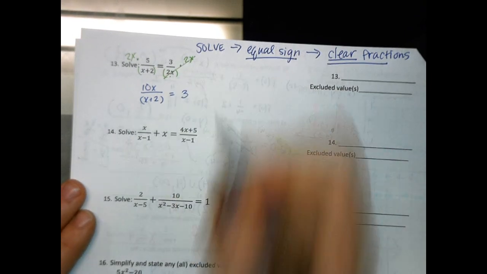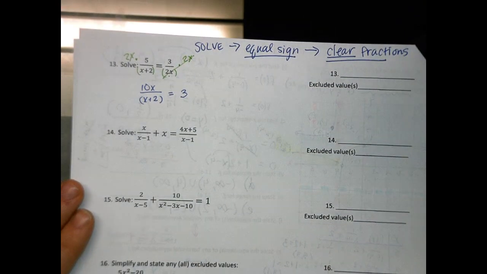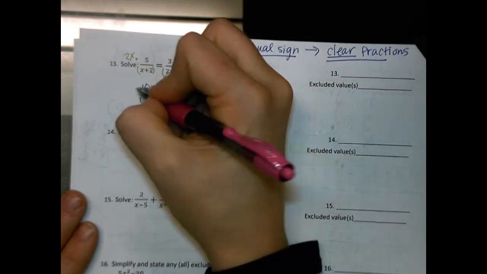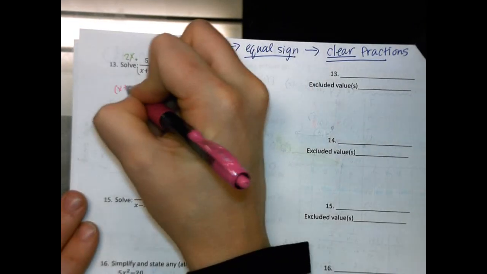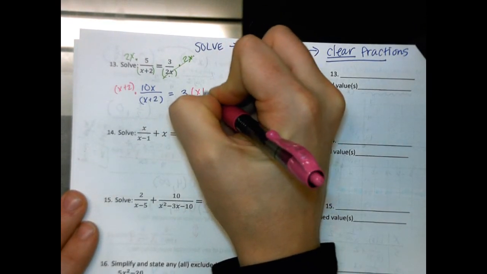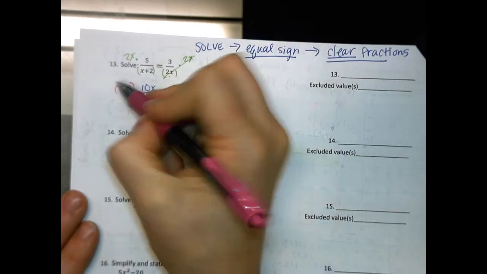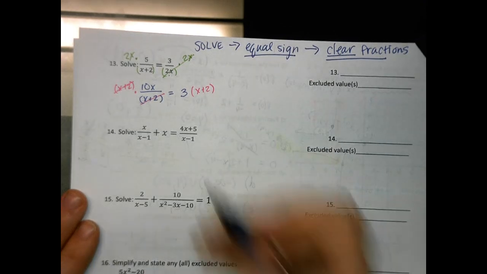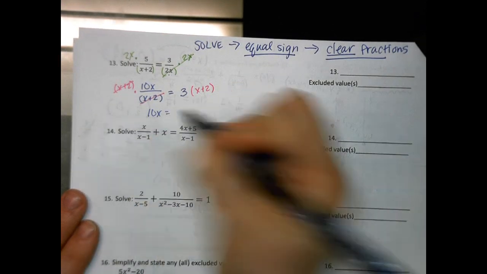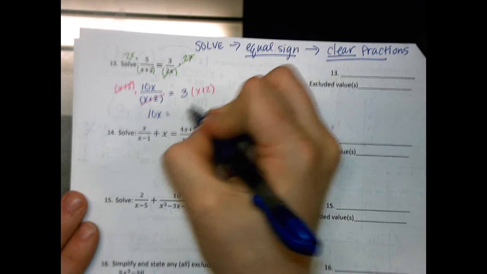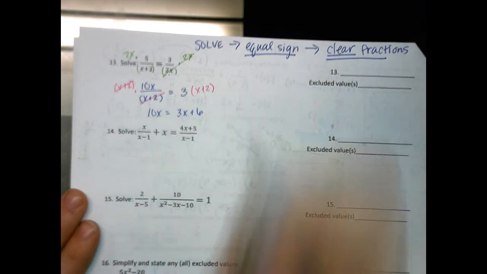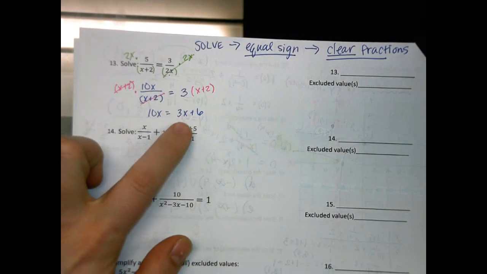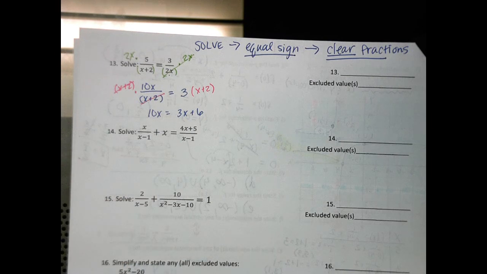What am I going to multiply by now? The x plus 2. So multiplying x plus 2 to both sides, the x plus 2 over x plus 2 reduces, which means 10x is equal to 3x plus 6. Good. What did you just do right there when you went from 3 times x plus 2 to 3x plus 6? Distributed.